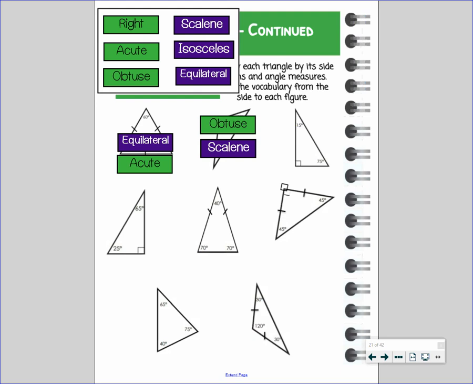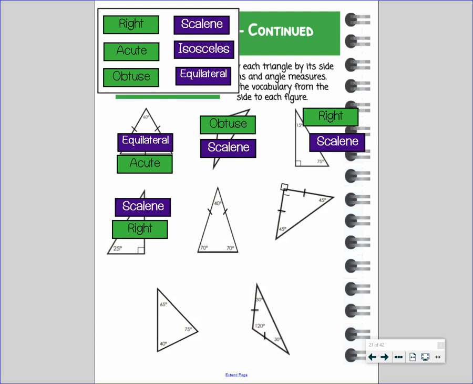The next one to the right has a right angle, so it has to be a right triangle. Again, we don't have any sides marked as being congruent, so it has to be scalene. The same is true of the next one. We have a right angle, but no congruent sides, so again it's going to be scalene.